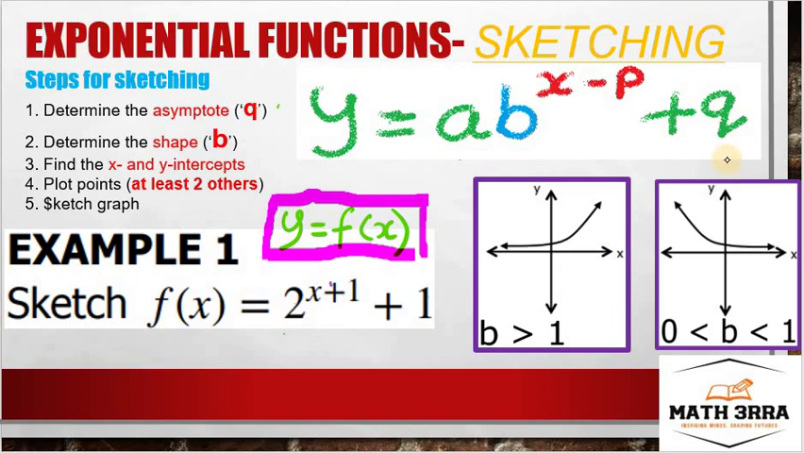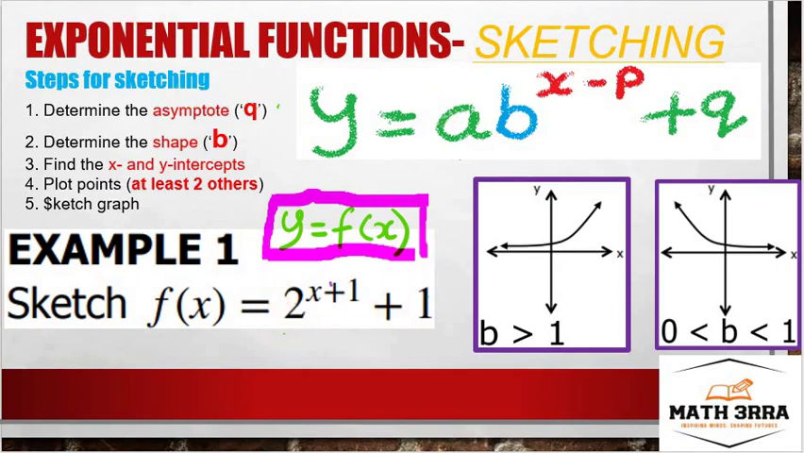It's important for us to remember, what does our q represent? It represents two things: the asymptote and the moving of the graph up and down, the vertical shift. And our p represents the shifting of the graph left and right. x is our input, y is our output. And our a, we are going to assume that a is equal to positive 1.